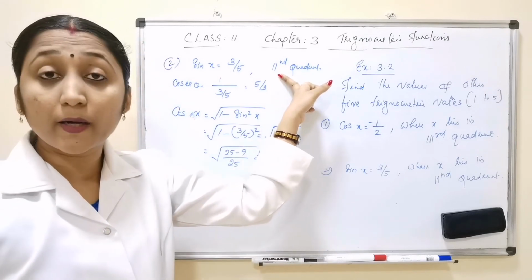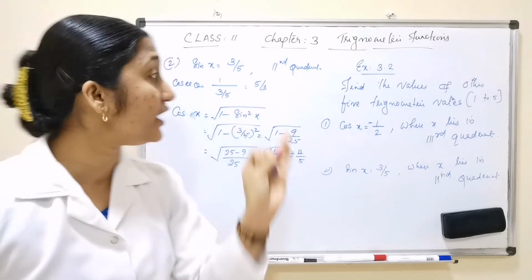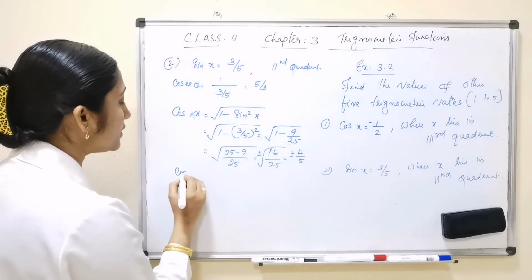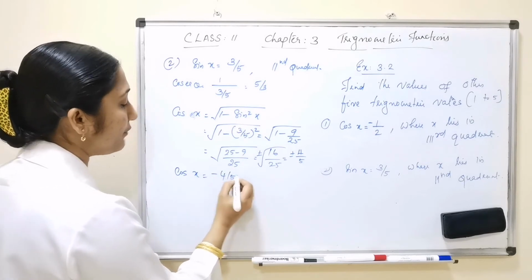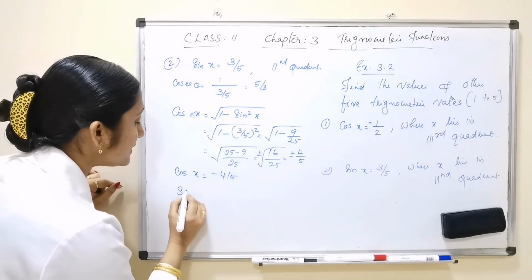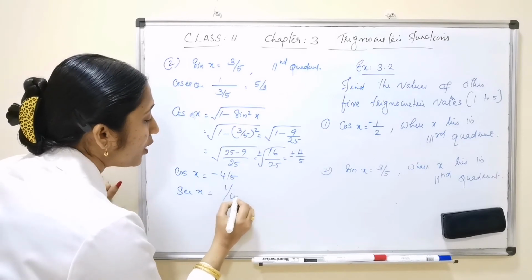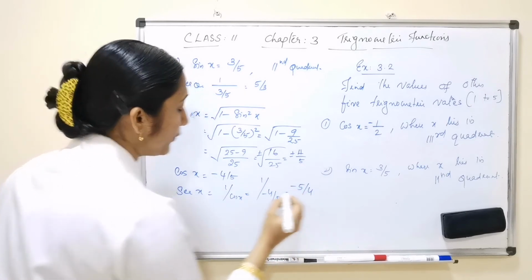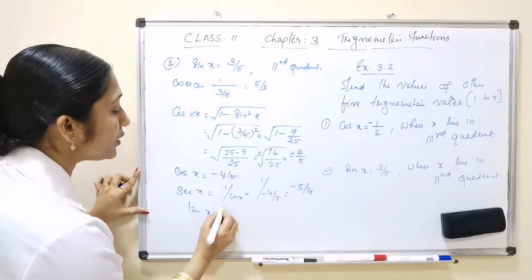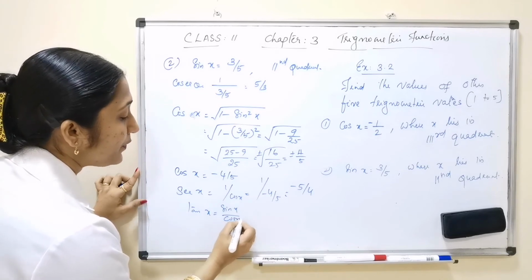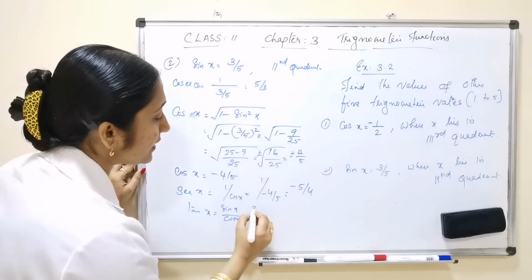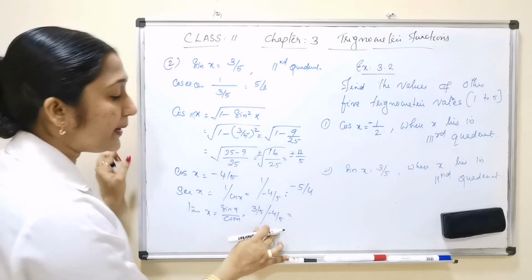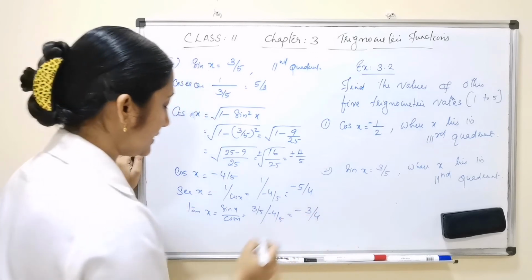In the second quadrant, sine and cosec will be positive. Other trigonometric values are negative. That means here cos x equal to minus 4 by 5. If you got cos, what is sec? Sec x equal to 1 by cos x, which is 1 by minus 4 by 5. That is minus 5 by 4. Next, what is tan? Tan x equal to sin x by cos x. That is 3 by 5 divided by minus 4 by 5. The 5 will be cancelled. That is minus 3 by 4 is the answer.